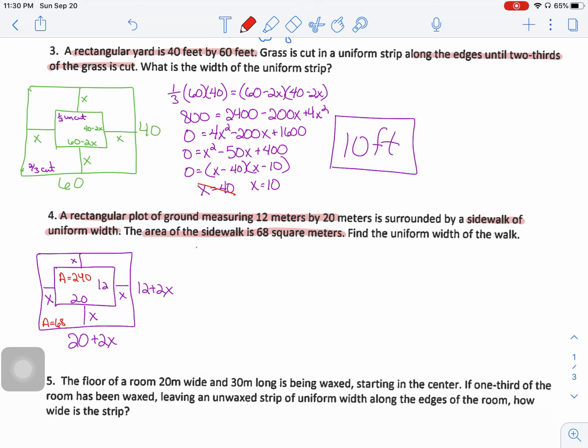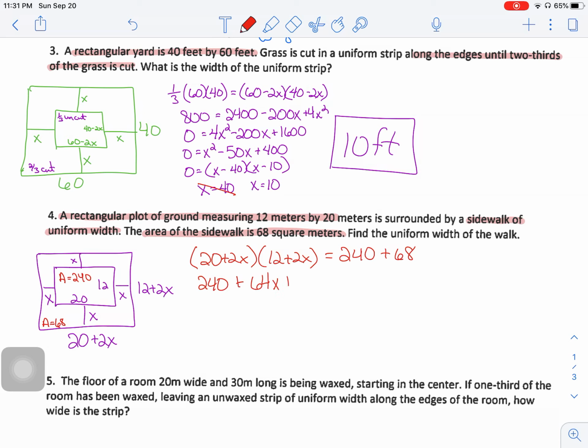I'm going to say that the big rectangle, so 20 plus 2x times 12 plus 2x, is equal to the little rectangle plus the sidewalk. I'm going to go ahead and multiply this mess out. That's 240, plus... that does not sound right. I just typed something in my calculator wrong, and it gave me a very wrong answer. Oh, that sounds much better.